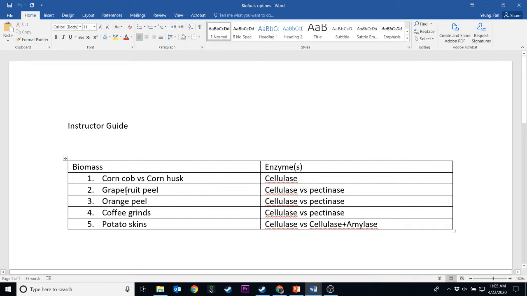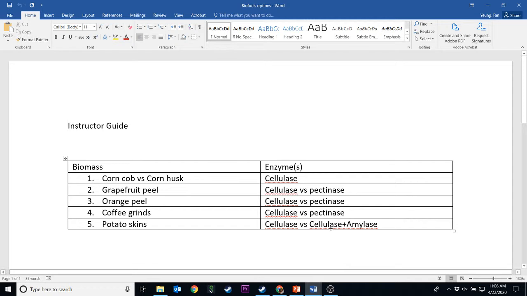And then the second group used grapefruit peel. They use 2 different enzymes to compare. Third group, orange peel, used 2 different enzymes, right? Fourth group, coffee grind, 2 different enzymes. Fifth group, or fifth option, they use potato skins, and then they have these 2 different enzymes.